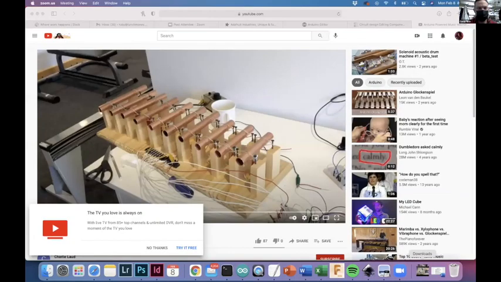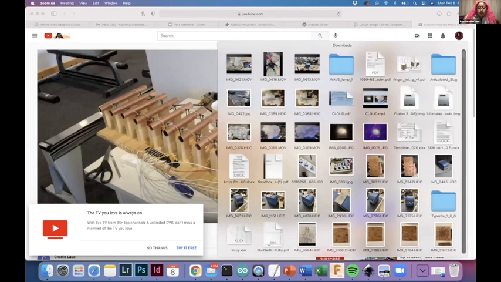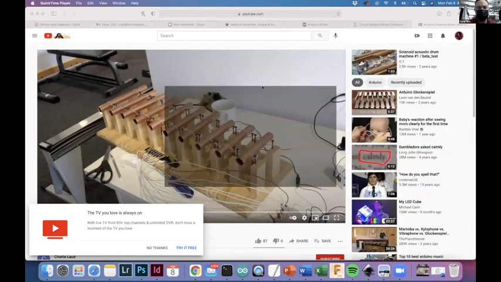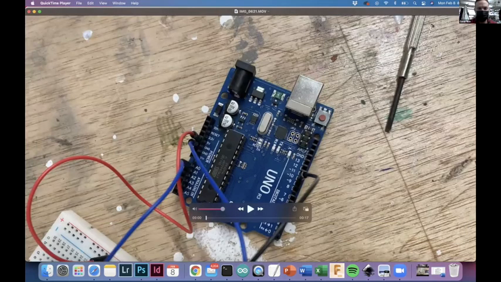Yeah, good. So not that. Yeah, the xylophone. So the volume.